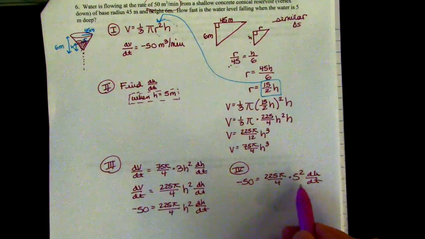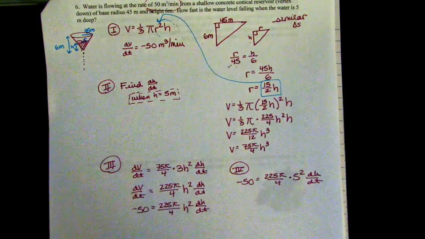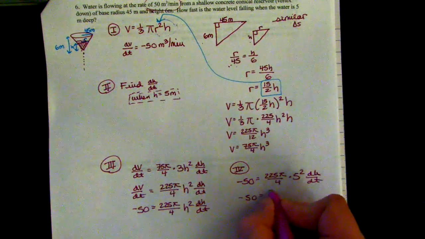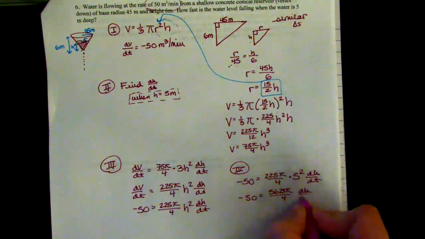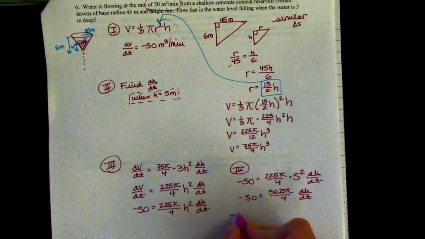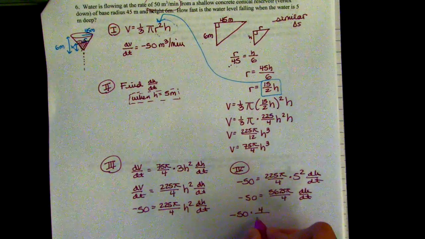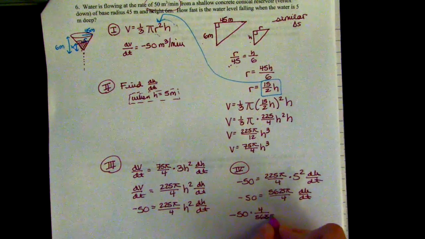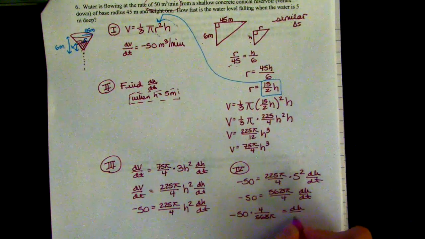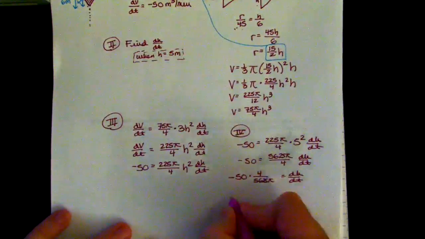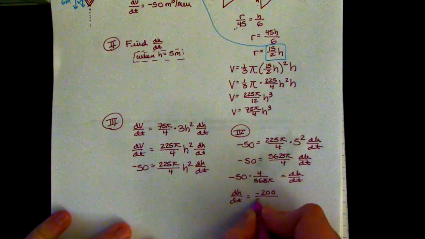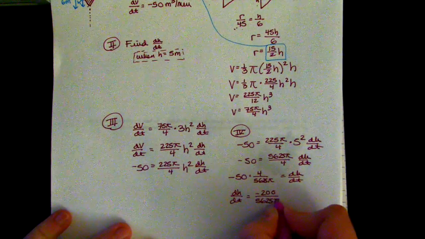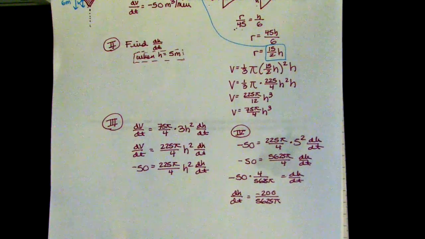Just going on a calculator at this point. 5 squared is 25. 25 times 225 will give me 5,625 pi over 4 dh dt. Multiply by the reciprocal, negative 50 times 4 over 5,625 pi equals dh dt. Let's see, then just some simplifying here. dh dt is going to equal negative 200 over 5,625 pi. I'm going to simplify that. I'm just going to cheat and use the calculator.